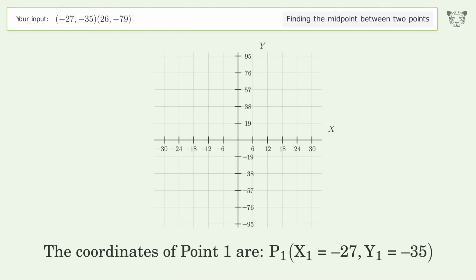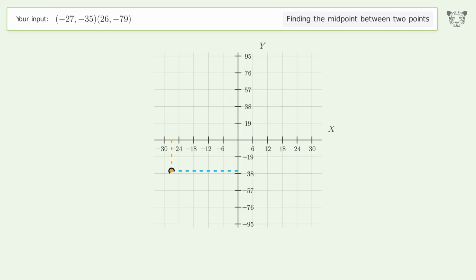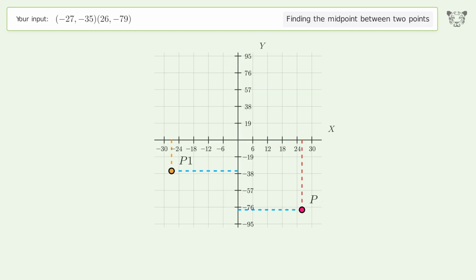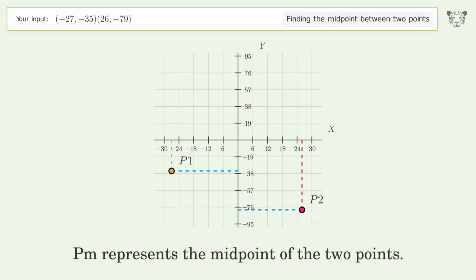The coordinates of point 1 are x1 equals negative 27, y1 equals negative 35. The coordinates of point 2 are x2 equals 26, y2 equals negative 79. PM represents the midpoint of the 2 points.